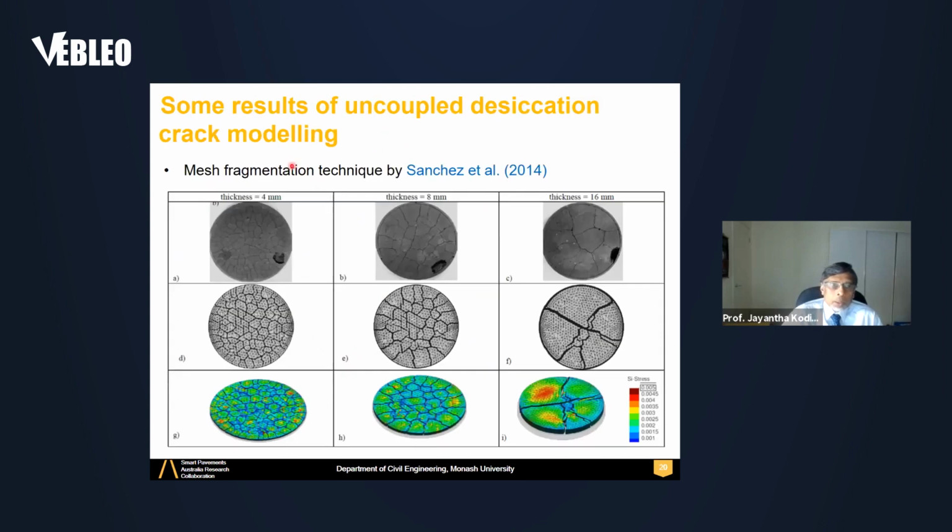This is an example using the mesh fragmentation technique by Marcelo Sanchez et al., 2014. And you can see he has simulated 4 millimeter, 8 millimeter, 16 millimeter layers. You can see the subdivision process and the crack formation, and you can see the effect of layer thickness.